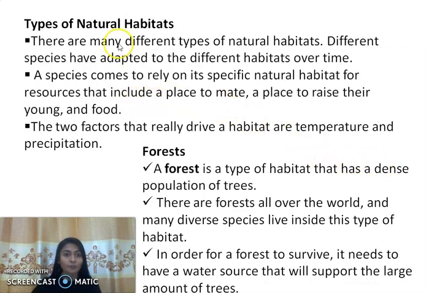So the types of the natural habitat as you have studied, first of all, is forest. We have studied where forest can be found, that is the part where a population is dense. Many forests are all over the world and many diverse species are all over the world. So from that we can say that forests are the type of habitat where lots of trees are found. And what are the two limiting factors that can derive the habitat? That is the temperature and the precipitation. It means the rainfall. So in order for the forest to survive, it needs a water source that will support the large amount of trees, as we have studied. Because if we find lots of trees, it means there is a large amount of water and temperature.